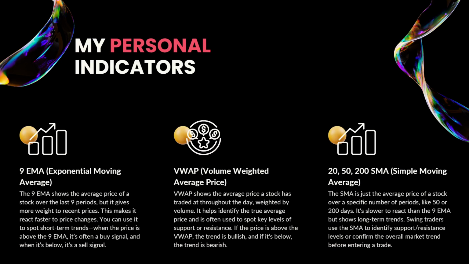The SMA is just the average of a stock over a specific number of periods, like 50 or 200 days. It's slower to react than the 9 EMA, but shows longer term trends. Swing traders use the SMA to identify support/resistance levels or confirm the overall market trend before entering a trade.